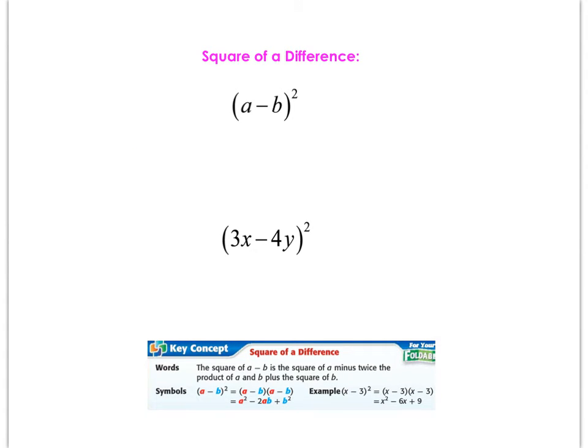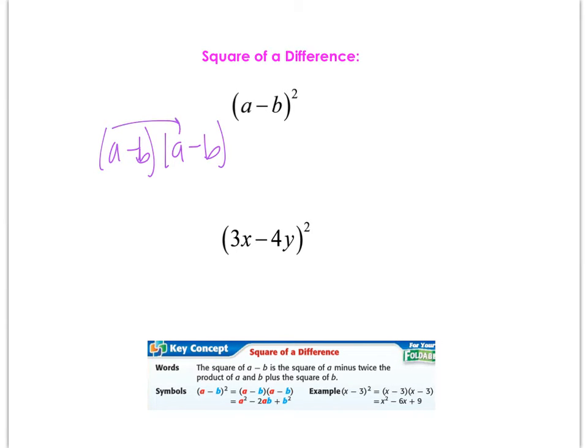Now let's take a look at the next rule, square of a difference. Here we have the quantity (a minus b) squared, and you can see the only difference is that there's a subtraction sign, which makes this a square of a difference. You probably can already see the pattern, or maybe you know the pattern from what we just completed on the last slide. But let's go ahead and take a look at this.